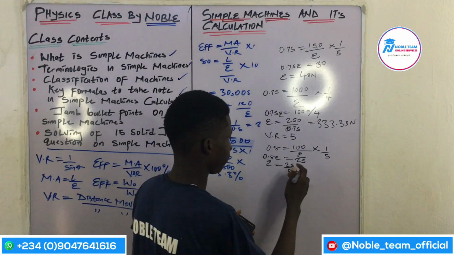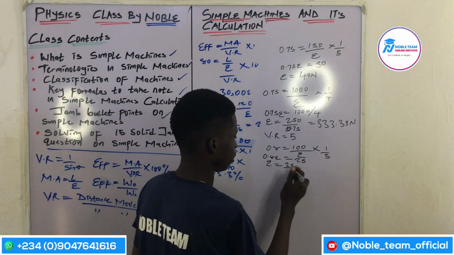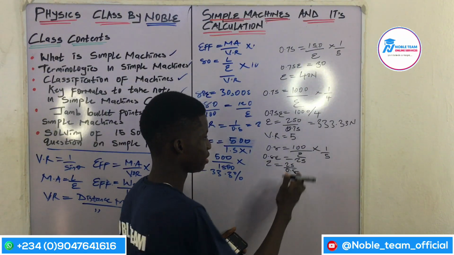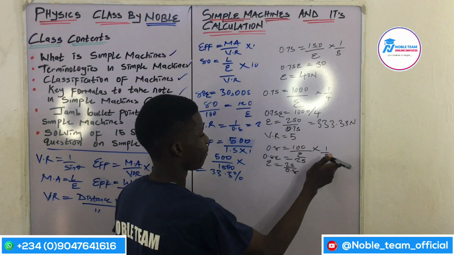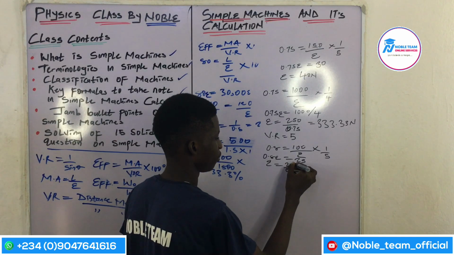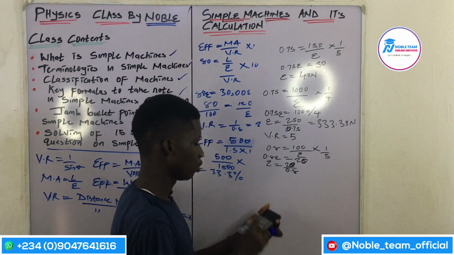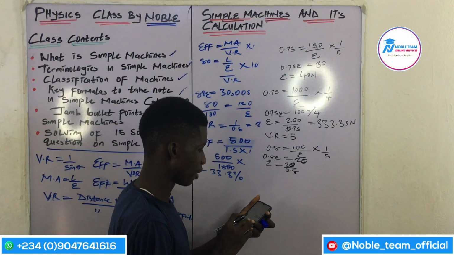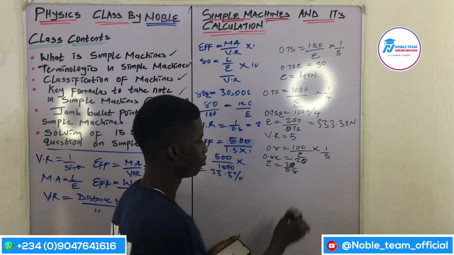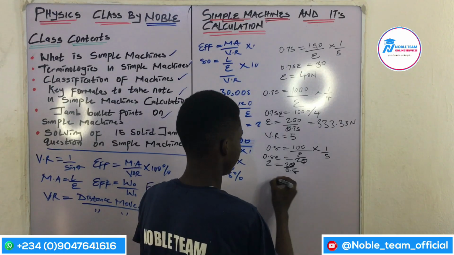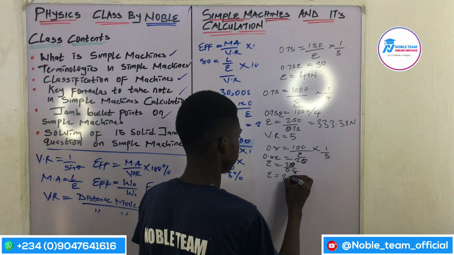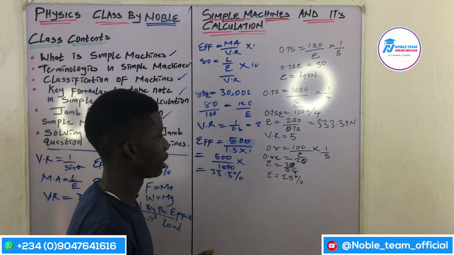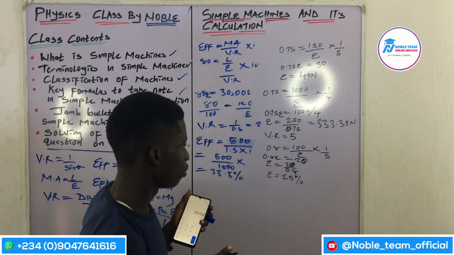Okay, I made a mistake somewhere. This is where I made a mistake: 100 divided by 5 will give me 20, not 25. So it's going to give me 20 divided by 0.8, which is going to give me 25. So my E is 25, and we have solved for it.